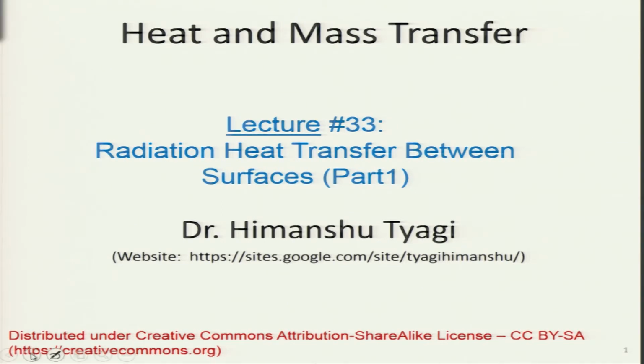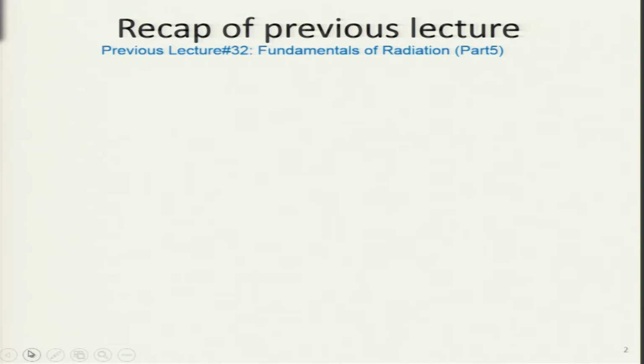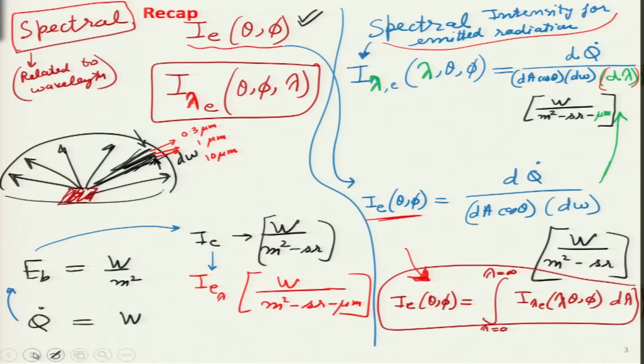So, this will be the first part of this series of lectures, but let us first recap what we have done in the previous lecture, which was about the fundamentals of radiation, and in which we had looked at the different types of radiation intensity value. For instance, we looked at the spectral intensity for emitted radiation, which is given by this expression over here, and we looked at how it actually relates with the simple radiation intensity for emitted radiation, where there is no lambda variation in IE. So, it is simply an integral of IE lambda with d lambda.